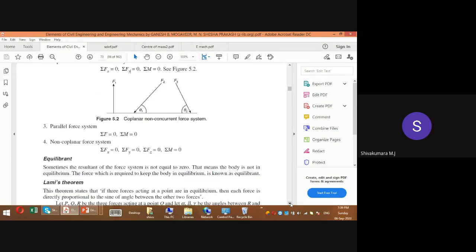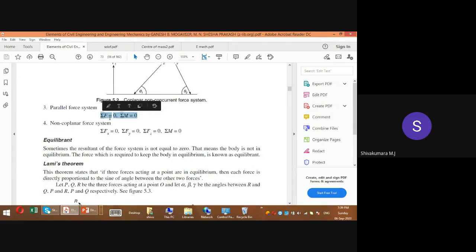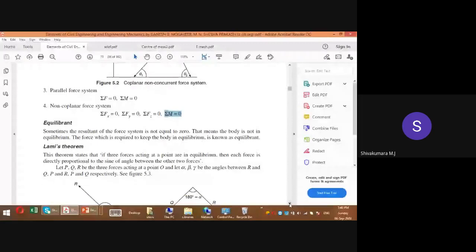When it comes to a parallel force system, the sum of all the forces and the sum of all the moments equal to 0. Two conditions. When it comes to a non-coplanar force system, here it is not mentioned whether it is concurrent or non-concurrent. How many translational equations are possible? 3. Summation of Fx, summation of Fy, and summation of Fz equal to 0. Under the case non-coplanar, if it is concurrent, the moment equation should not be written. If it is non-concurrent, it should be written. Got it? Yes, okay. So these are all the conditions of equilibrium.